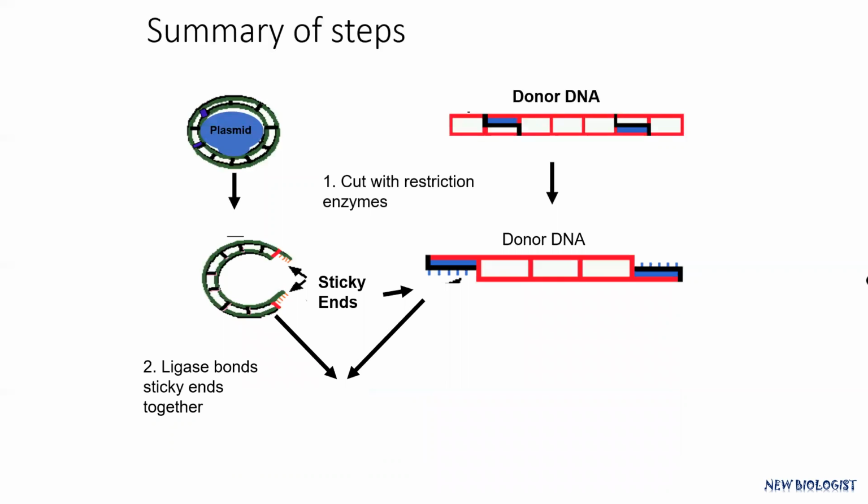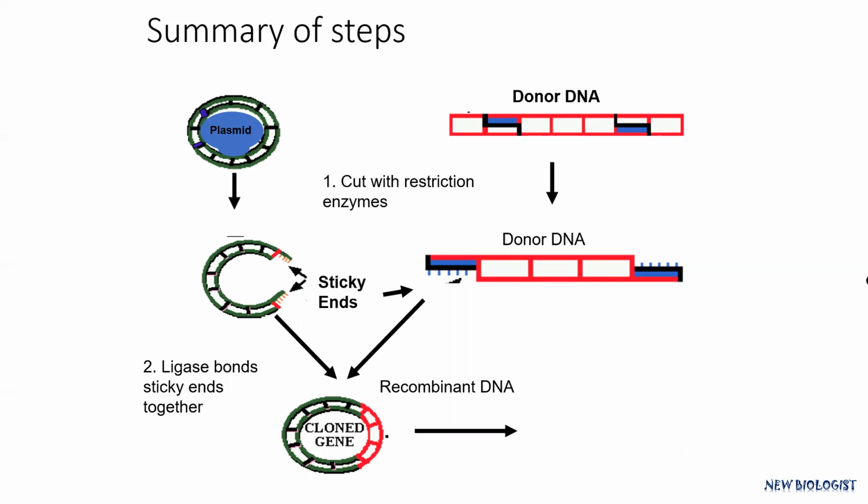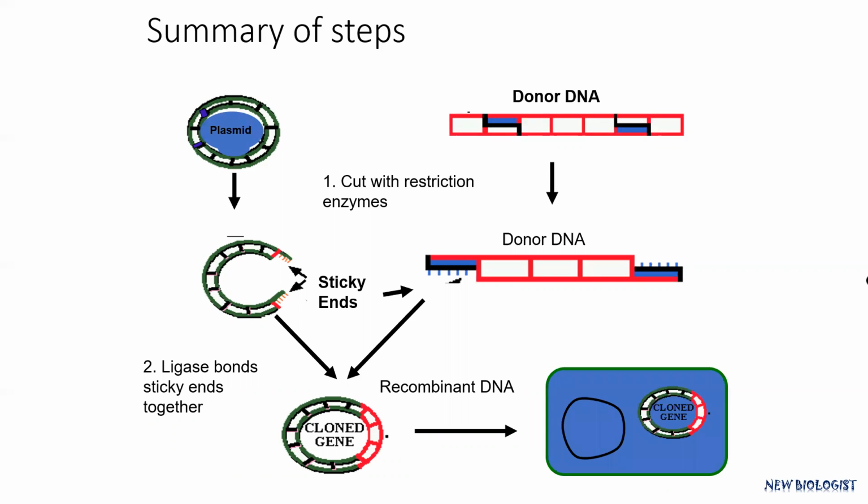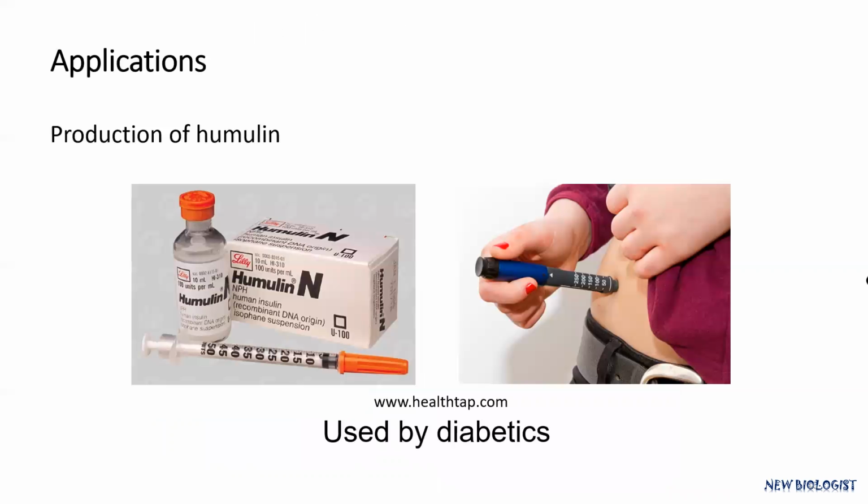The summary of the steps: cutting the donor DNA as well as the plasmid DNA with the restriction enzyme, ligating them to create our recombinant DNA, and transforming it to get our desired product. Some applications, let's see: production of humulin, which is generally used by diabetics. We are very well aware of it.